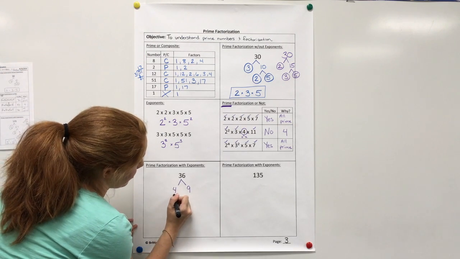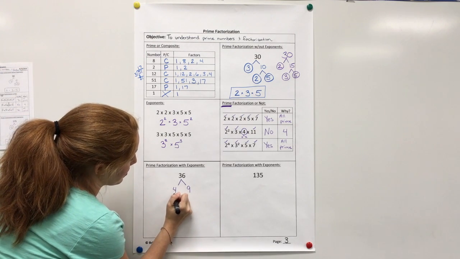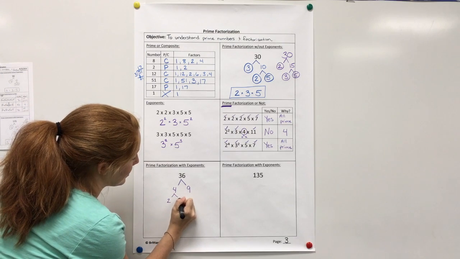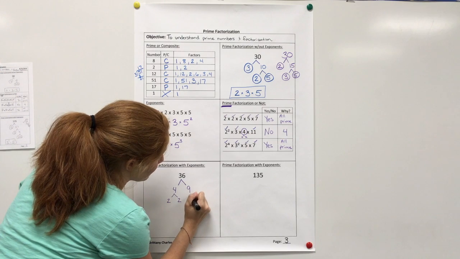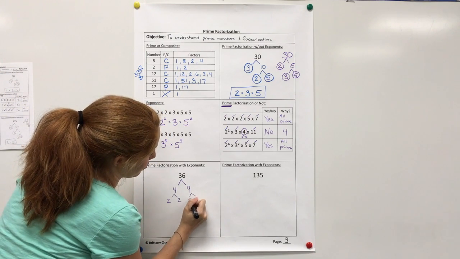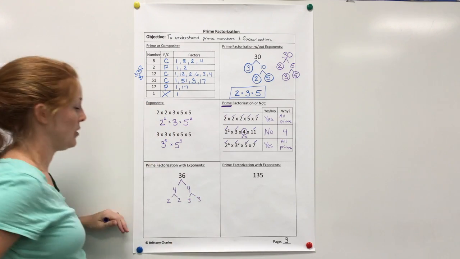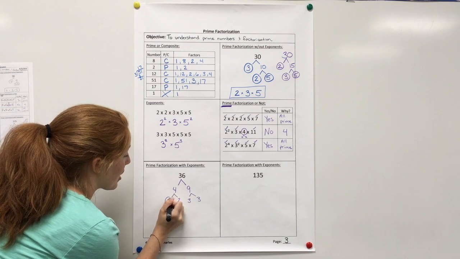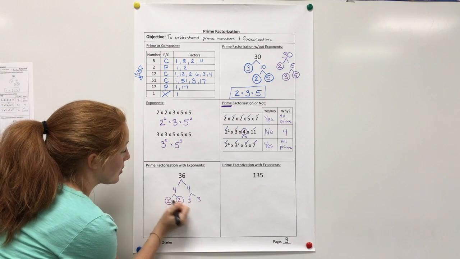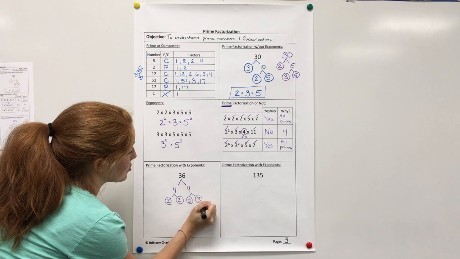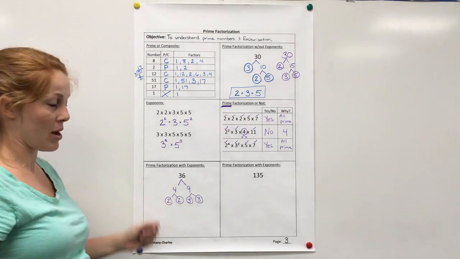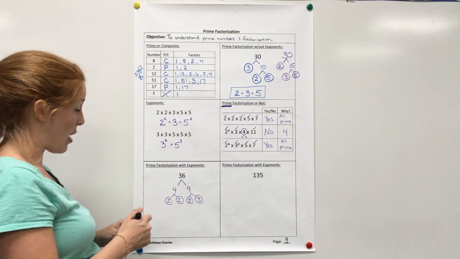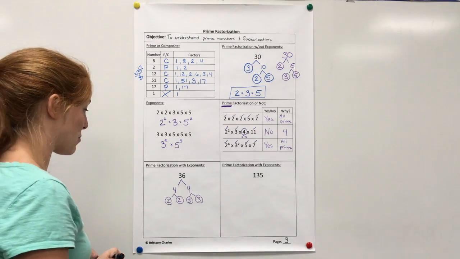All right, 4 is not prime, so I'm going to break that down into 2 and 2. 9 is not prime. I'm going to break that down into 3 times 3. Now I have 2, which is prime, 2, which is prime, 3, which is prime, and 3, which is prime. So I'm done because I have all the bottom of my branches have prime numbers circled. Now I just need to write my expression using exponents.